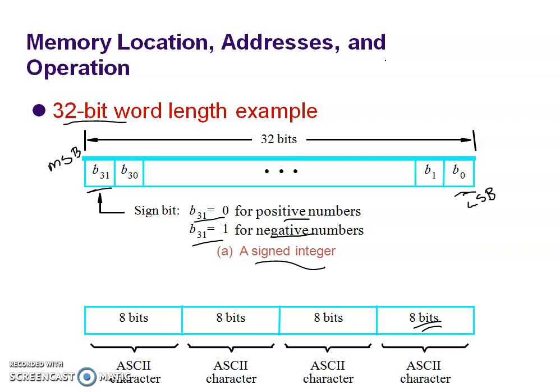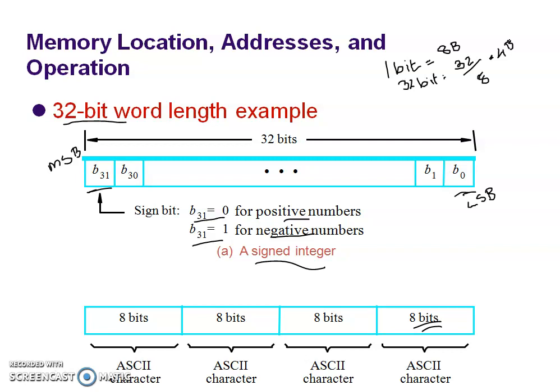1 byte is equal to 8 bits. So 32 bits will be equal to 32 by 8, so you will be getting 4 bytes.